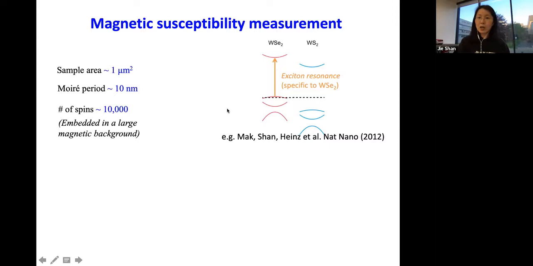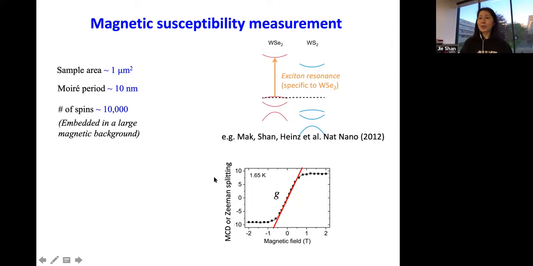So here's a measurement. We're looking at the difference between left and right, which we call magnetic circular dichroism, as a function of magnetic field. For small magnetic fields, this MCD increases linearly, and then around half a Tesla, the MCD saturates.